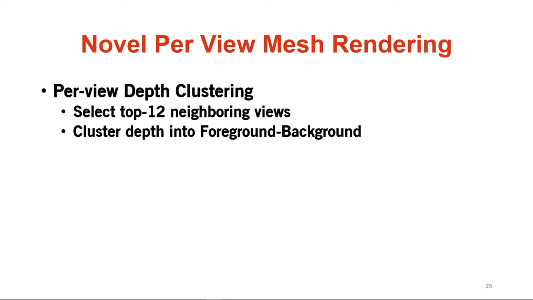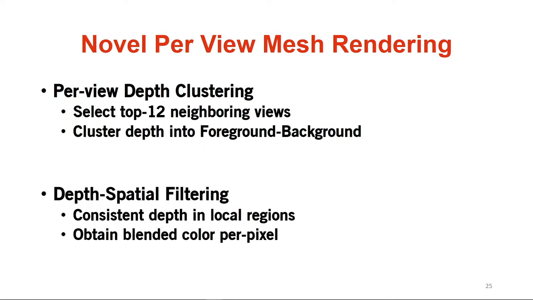Our per-view mesh-based rendering solution is motivated by the assumption that most rasterized tiles of the per-view mesh have correct depth, and we need to eliminate the outliers. Thus, we propose a two-level solution for our per-view mesh rendering. In the first step, we select the top 12 input tiles, similarly as done for previous methods, and cluster the depth per pixel into two clusters, corresponding to either the foreground or the background. Next, we introduce a spatial filter to keep depth in uncertain regions locally consistent. The final color is obtained by blending the color per cluster modulated by the weights obtained via this filter. We refer to the paper for technical details.